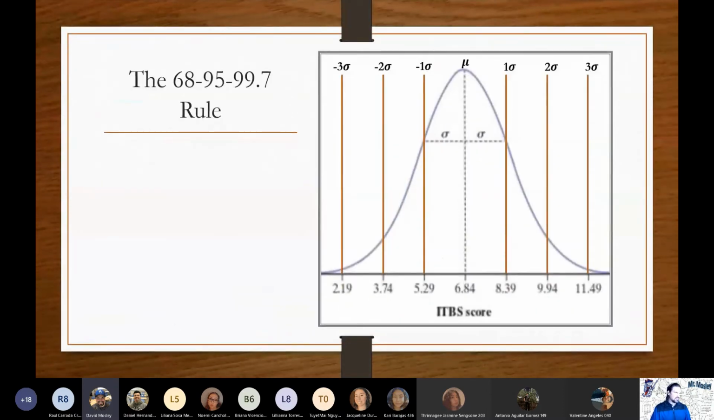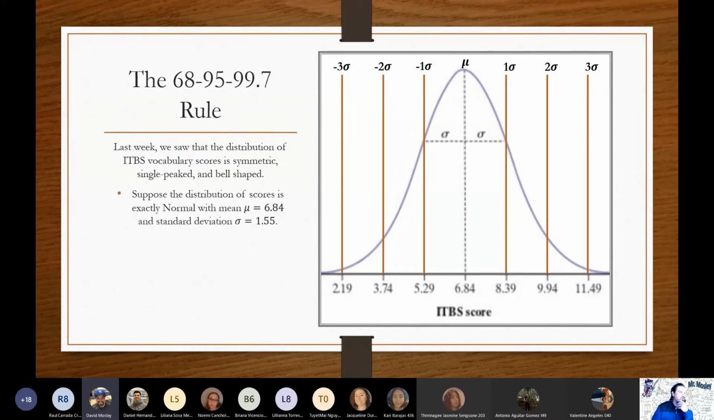All right, so this leads us to our 68, 95, 99.7 rule. But before we see exactly what this is, let's consider an example from previous class. Last week we saw a distribution of ITBS vocabulary scores is symmetric, single-peaked, and bell-shaped. This was one of the graphs that I used when I introduced the normal curve. Suppose the distribution of scores is exactly normal, with mean mu equals 6.84, right here in the middle, and standard deviation sigma equals 1.55.